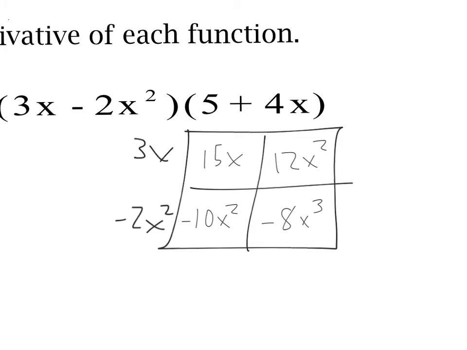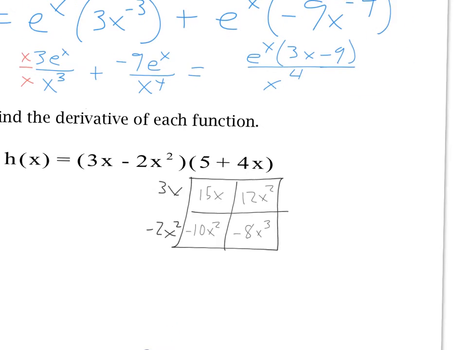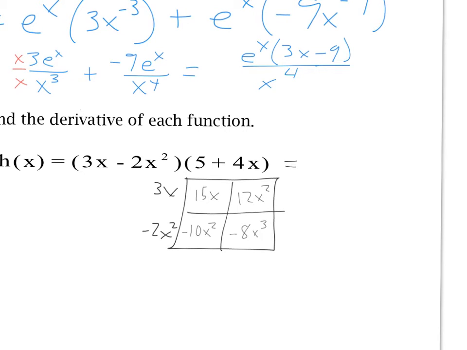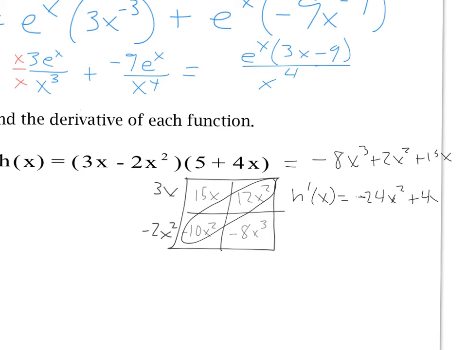And so I could simply write this as negative 8x cubed. Those are like terms, so that turns into plus 2x squared plus 15x. Okay, well, now that's easy to take the derivative of, because then I could just use the power rule, and I get negative 24x squared plus 4x plus 15.